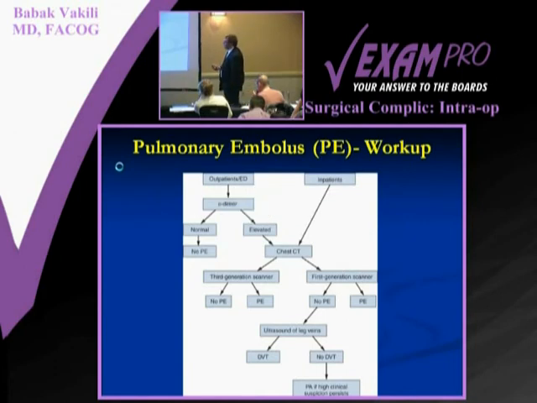If you have a first generation scanner, you can miss it. The cuts are not quite as good. If you have a PE, you treat it. If you don't have a PE, you move on and you keep working them up. Okay? So you have to know your scanner, know your capabilities in your hospital. If you have no PE but you really suspect it, you ultrasound their legs. If they have a DVT, you assume they have a PE. If they don't have a DVT, then you have to decide if you want to do a pulmonary angiogram. All right? This is the process.